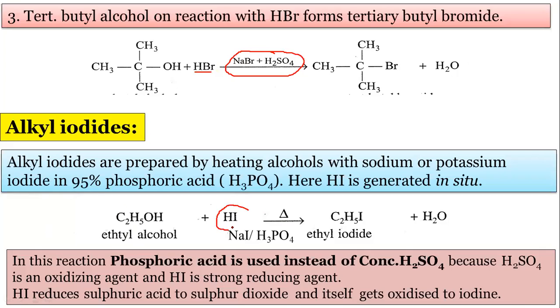We have to use HI, hydrogen iodide. Alkyl iodides are prepared by heating alcohols with sodium or potassium iodide. Here it is written sodium iodide, and instead of the sodium iodide we can use potassium iodide and H3PO4. H3PO4 is phosphoric acid. Here also HI is generated in situ. Means if this sodium iodide and this phosphoric acid react, then at that reaction condition HI will be generated. This HI will react with this alcohol. Again the OH will be replaced with iodine and we get here iodides.